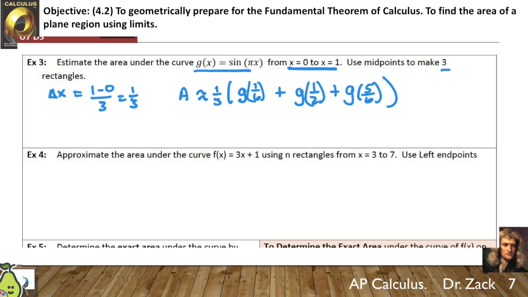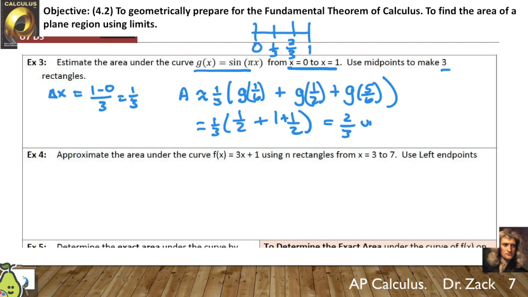So these midpoints, where do they come from? I suggest you make a number line. On that number line, you're going from 0 to 1. Cut it into thirds, and then you will be easily able to find those midpoints. Now substitute. Your area is going to be 1/3 of 1/2 plus 1 plus 1/2, which will be 2/3 units squared.